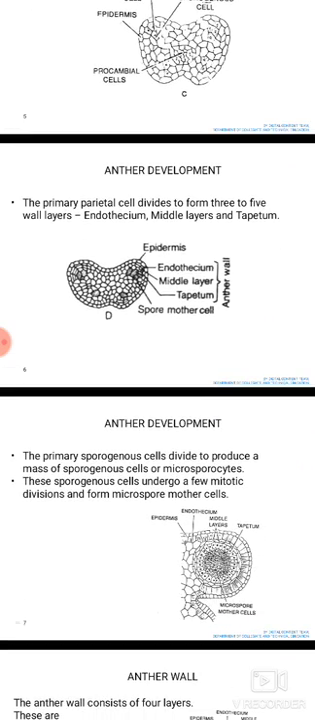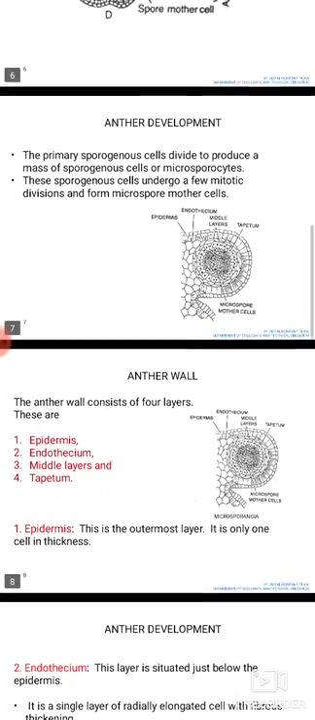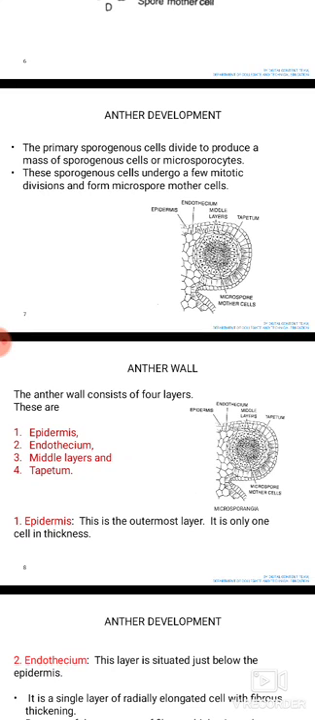The primary sporogenous cells divide to produce a mass of sporogenous cells or microsporocytes. These sporogenous cells undergo a few mitotic divisions and form microspore mother cells. The anther wall consists of 4 layers, namely epidermis, endothecium, middle layers and tapetum.